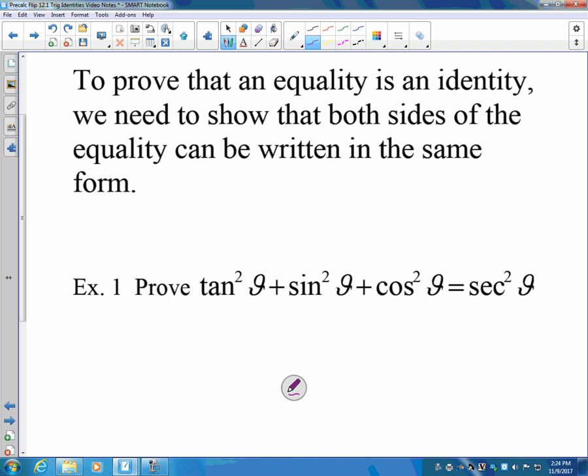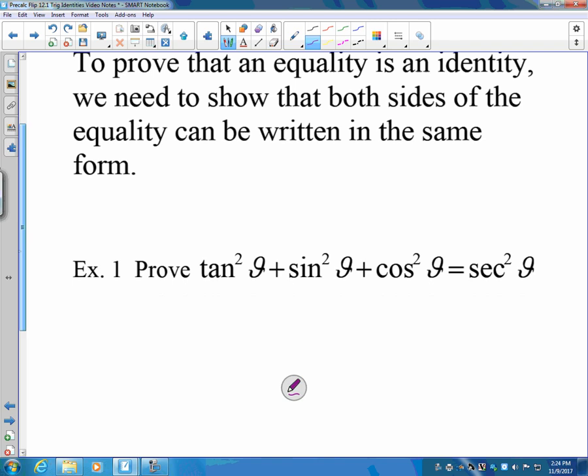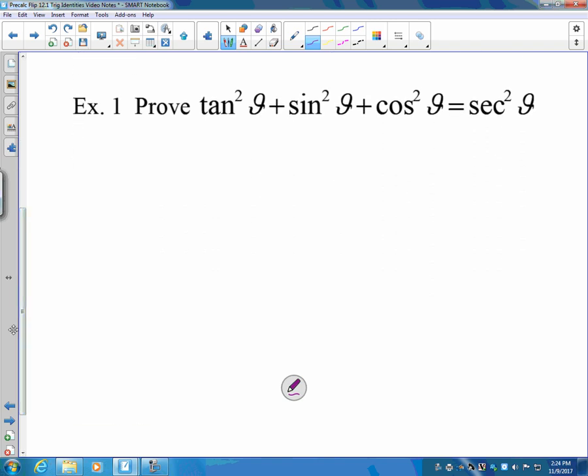So when you prove that an equality is an identity, we need to show that both sides of the equality can be written in the same form. Technically, what you want to do is you don't want to cross the equal sign. So a lot of times you'll see teachers or people put a line right where that equal sign is so that you don't cross it. All right, so just work on the left side or just work on the right side.